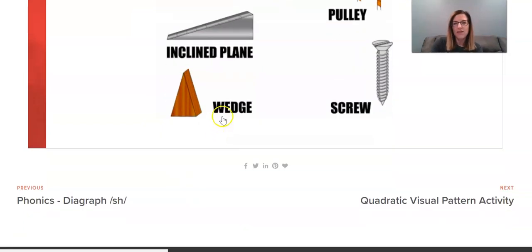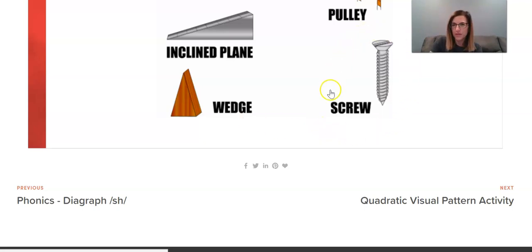And then we have a wedge. So a wedge looks like two inclined planes put together, but because they're put together, they have a sharp tip. And so their job is to kind of, I don't know, separate things, right? So we can think of things like an axe or a knife, scissors even, how the two blades come together. So that's considered a wedge. And it does, again, the work for us. It would be a lot harder for us to cut our food with our bare hands than to have this machine that does it for us.